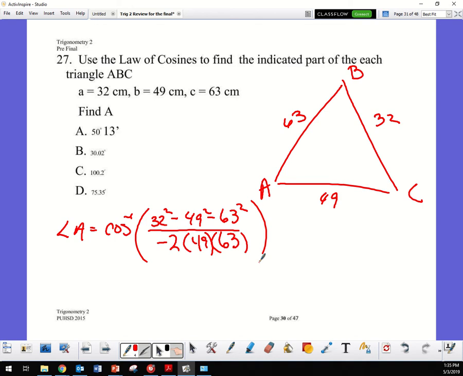Okay, so it's always going to be that squared, then minus the other two. And those other two also go in the denominator. Yes, it's part of the formula.